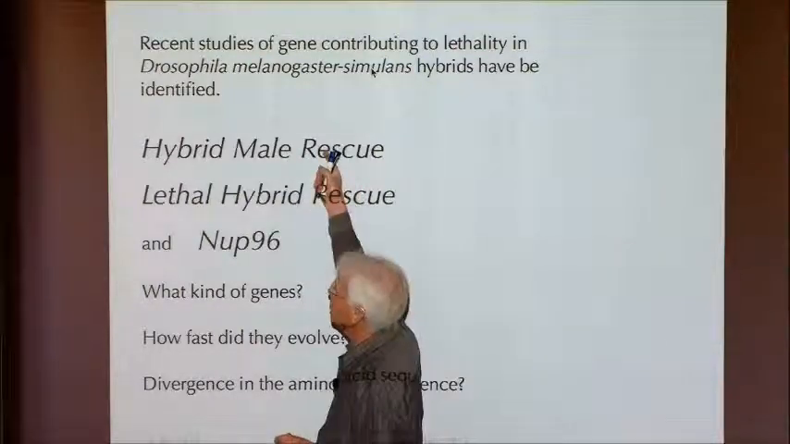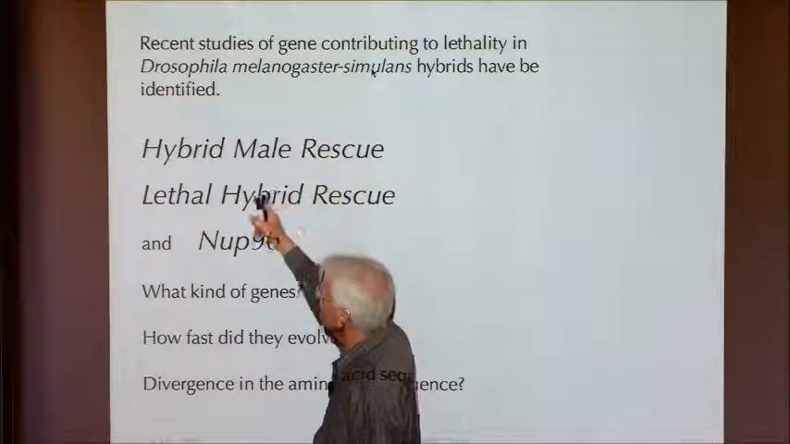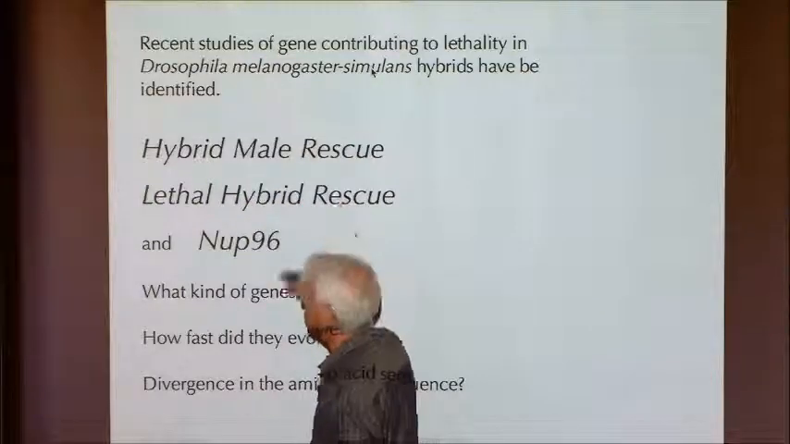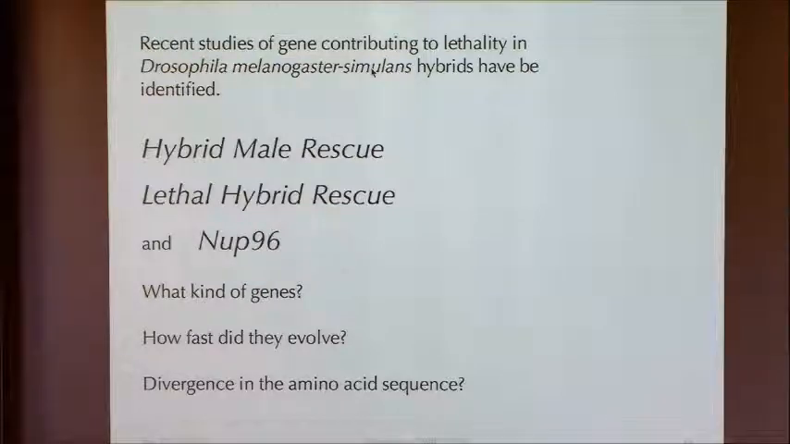And that turned out to be a variant or a mutant. And it's been studied. And then later on in simulans, there was a lethal hybrid rescue, which rescued the lethality of another one of the genotypes in the cross. And so there are two mutations or variants that have been found in this much more ancient divergence. But nevertheless, they rescue. So these are genes that some change occurs in them, and now the hybrids survive. So they must be involved.